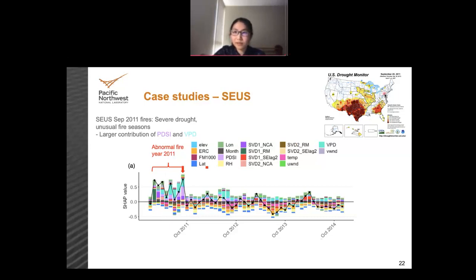So you can see in September 2011, there's a severe drought over Texas and part of the southeastern US. And if we look back to the SHAP plot, we see that for September 2011, drought, represented by PDSI, and the VPD, actually have a larger contribution to the fire peak for this month.